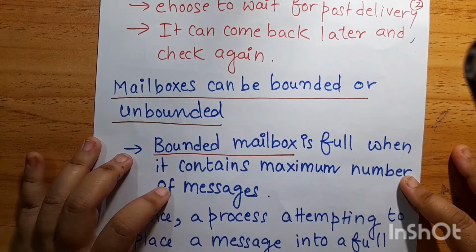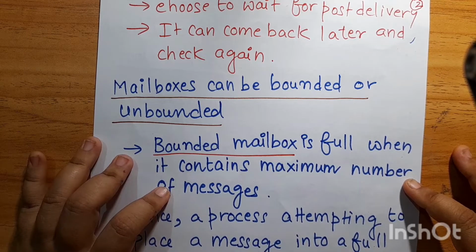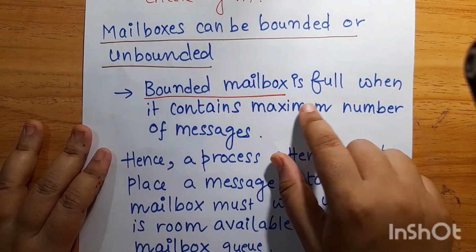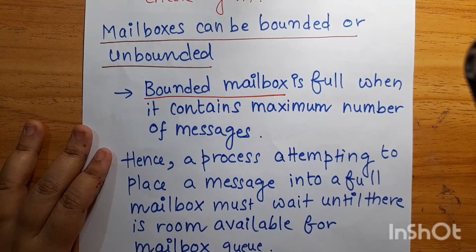Mailboxes are of two types. One is the bounded mailbox, another one is the unbounded mailbox. A bounded mailbox is full when it contains the maximum number of messages. A mailbox is just like a FIFO. There is a fixed depth of the FIFO. Similarly, there is a fixed size of the mailbox. So we are putting messages into the mailbox, they are all stacking inside the FIFO, and on the other end, another process would be retrieving the messages from the FIFO also.